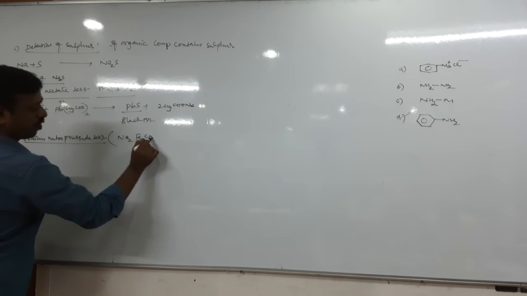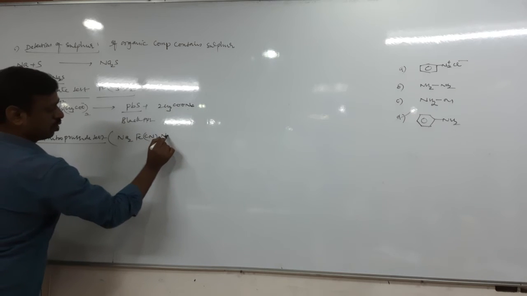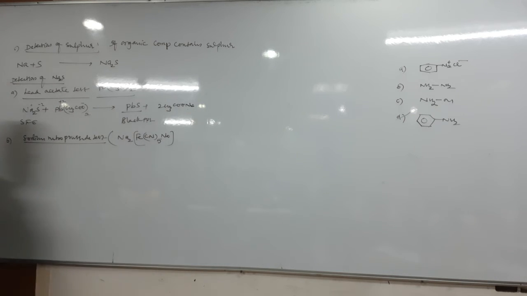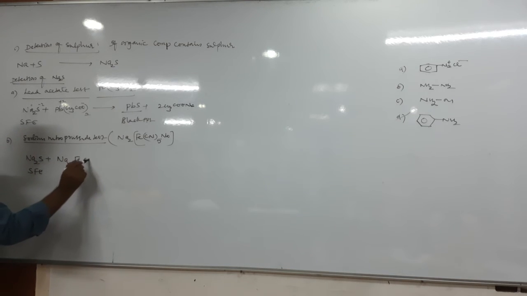Na2[Fe(CN)5NO]. It is sodium nitroprusside. By using sodium nitroprusside, again you can detect sulfide, sodium sulfide. Tell me how? Sodium sulfide, where is it present? In the SFE (sodium fusion extract). A small amount of SFE is taken in a test tube and mixed with what? Sodium nitroprusside.